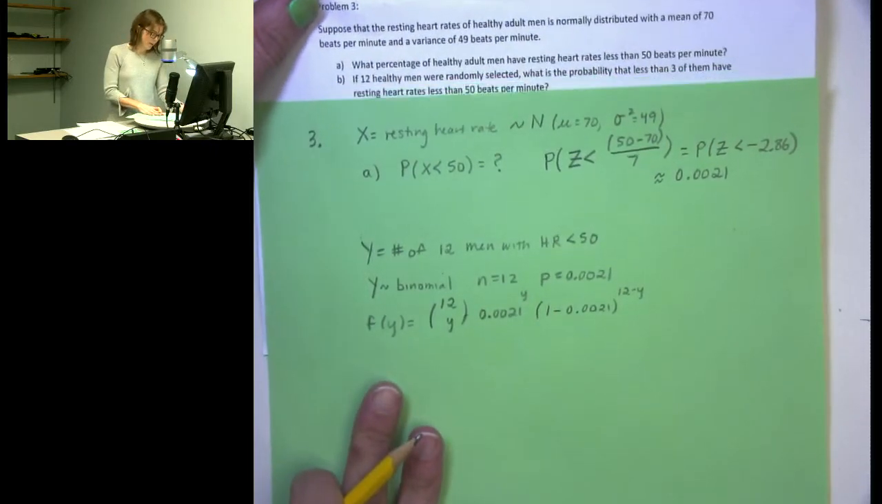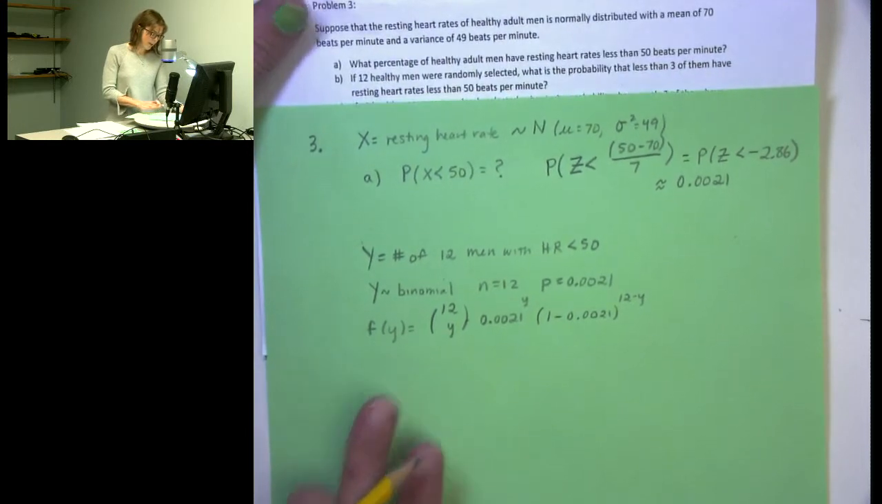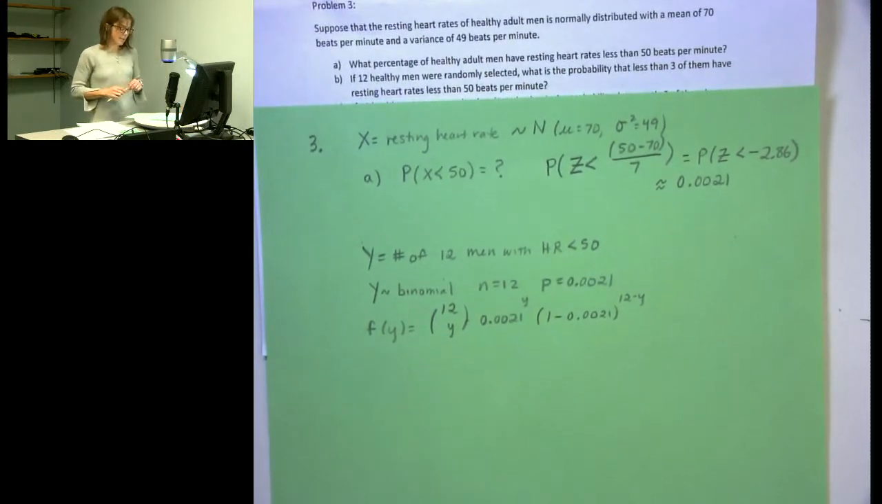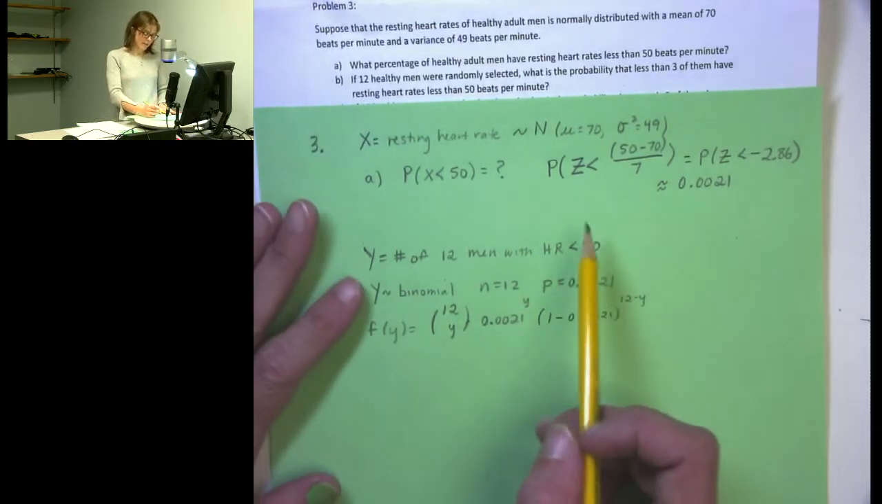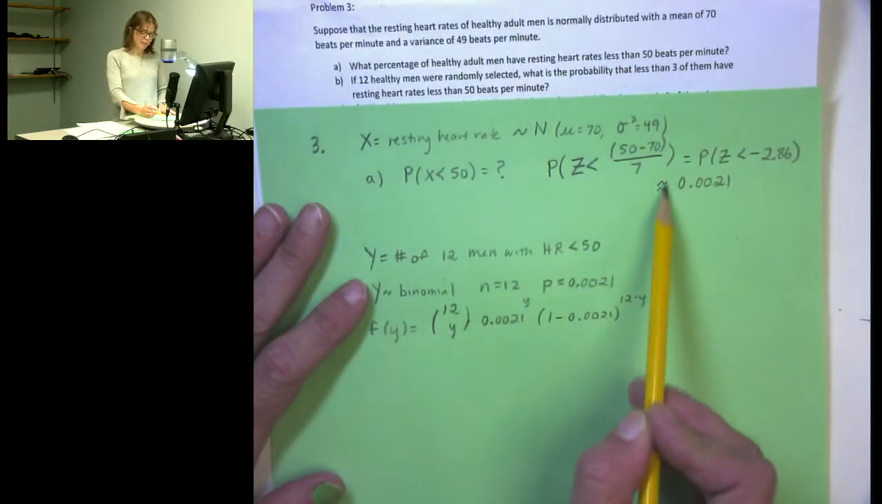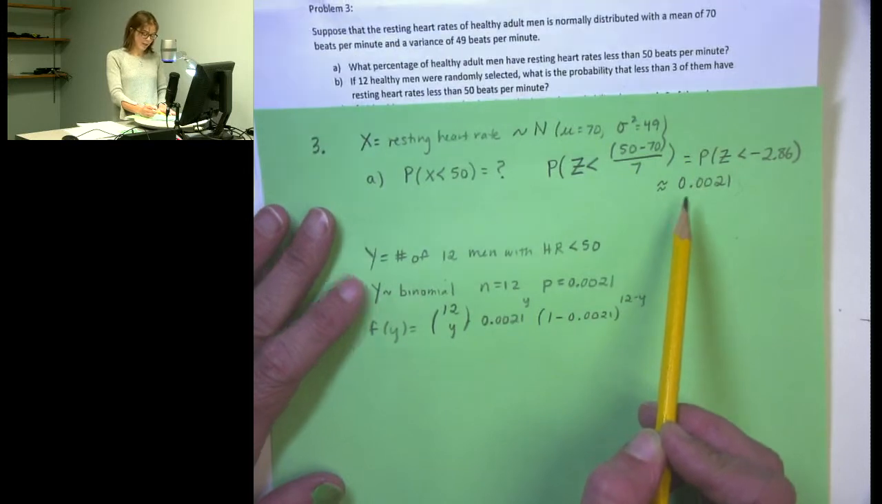So now, question B says, if 12 healthy men were randomly selected, what is the probability that less than 3 of them have resting heart rates less than 50 beats per minute? So here I've got a random sample, so they should be independent. If I'm randomly sampling from the population, there's an equal probability each time that my selected man is going to have a heart rate less than 50, and I've got this probability of that happening. I just found that out.